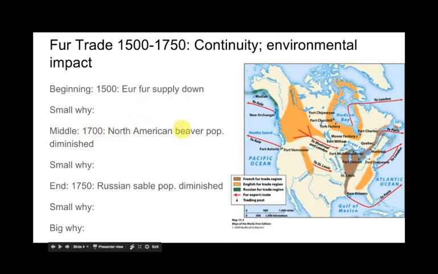So we have the North American fur trade resulting in a diminishing of the beaver population, and that's what this map is showing, the participation of European nations in the North American fur trade. And by the end, in Russia, the same process is happening. The fur-bearing animal in Russia is called the sable, and so that's why it's a continuity, that demand for furs is having this environmental impact.